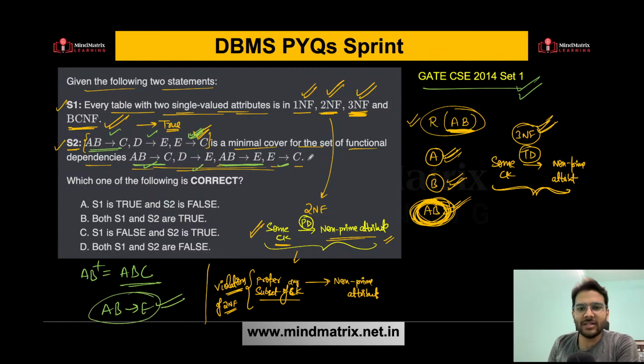So can I say this is not a minimal cover? This functional dependency set is not a minimal cover for this functional dependency set. Why? Because AB determines E is a functional dependency that we cannot get from this set, as you can see here after finding the closure of AB using this set. So definitely it is false.